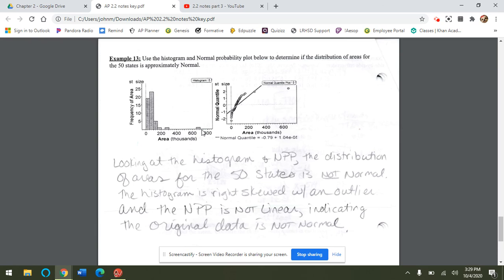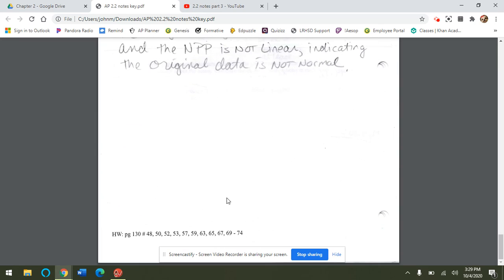Okay, and that's it. All right, and here are some really good problems to practice to make sure you are good to go. We've got some more z-score practice and then some normal practice.